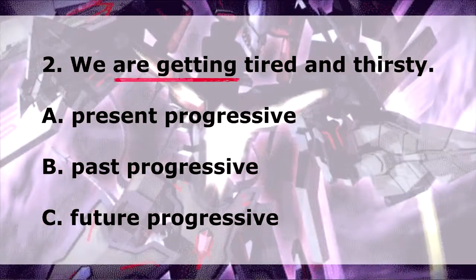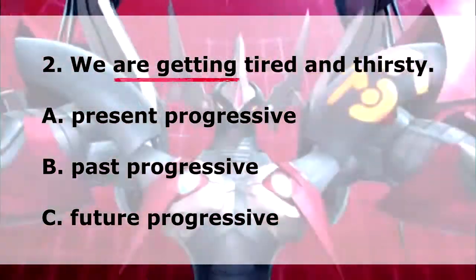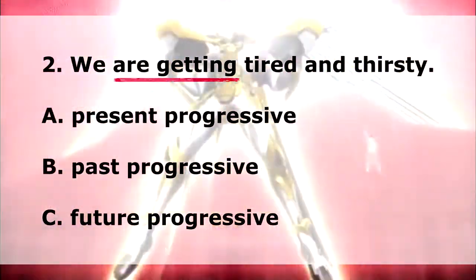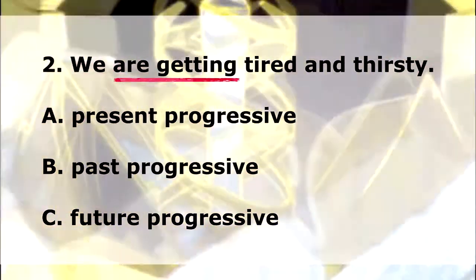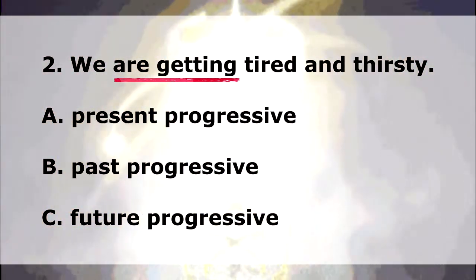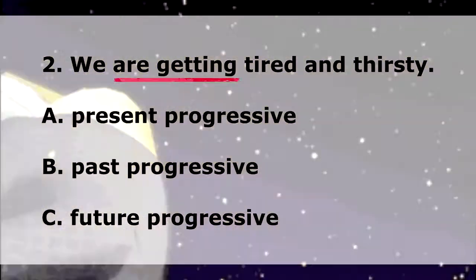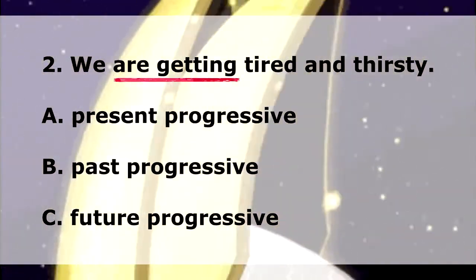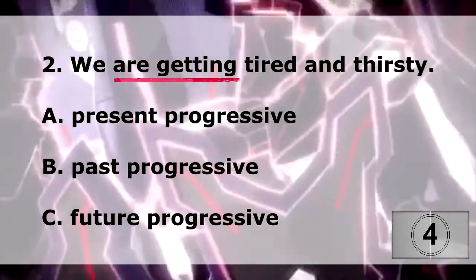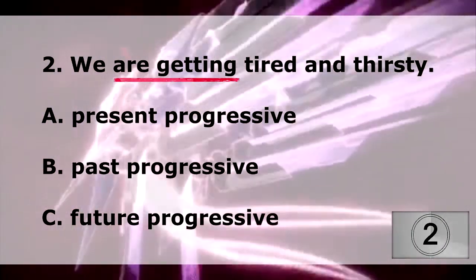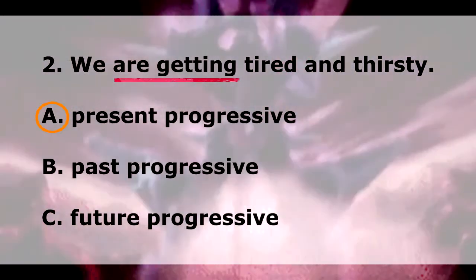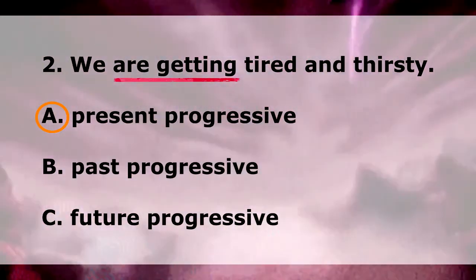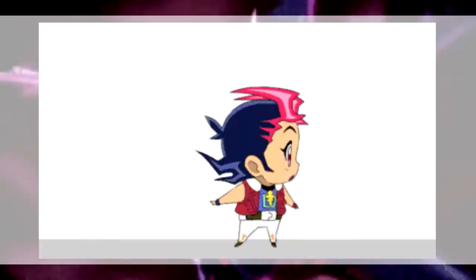2. We are getting tired and thirsty. Which of the following shows the correct progressive aspect of the underlined verb? A. Present progressive. B. Past progressive. Or C. Future progressive. If your answer is A, present progressive, then you are correct.